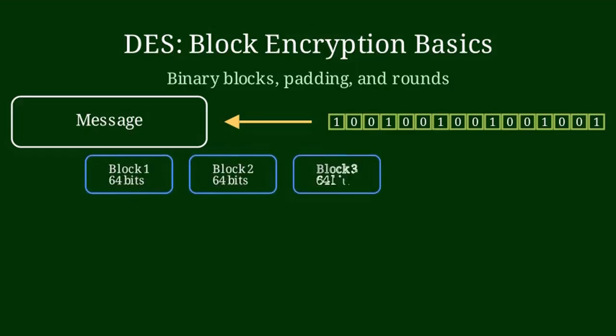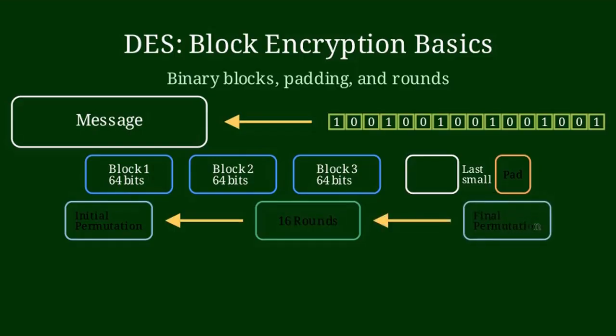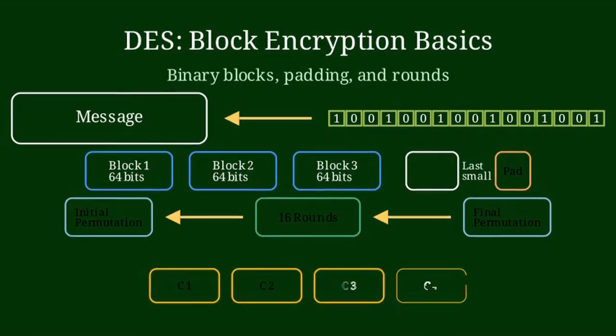Step 2. DES splits the bit stream into fixed-size chunks of 64 bits, which is 8 bytes. If the last chunk is too small, padding is added to fill it. Step 3. Each 64-bit block is encrypted separately. Each block goes through an initial permutation, then 16 rounds, and finally a last permutation to produce one encrypted block. Step 4. All encrypted blocks are placed back to back. This gives the final ciphertext.